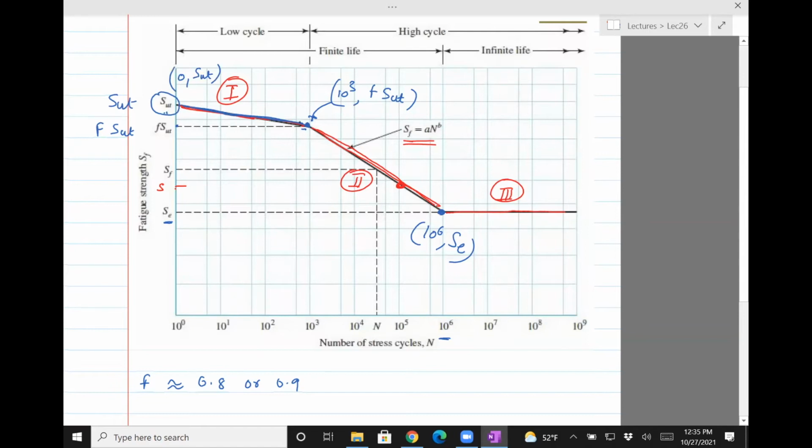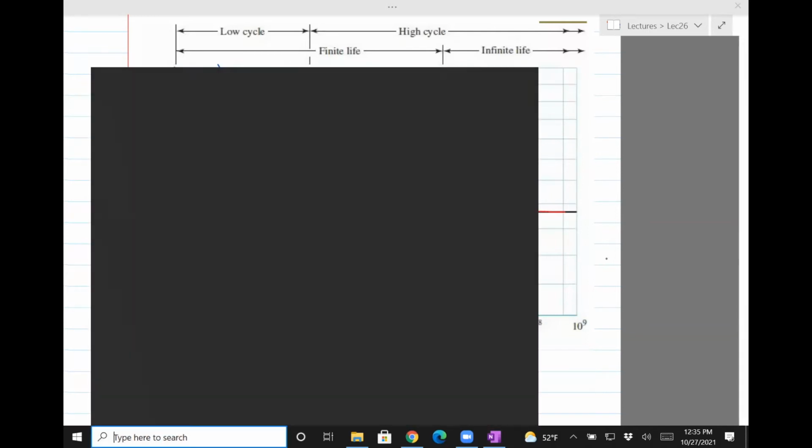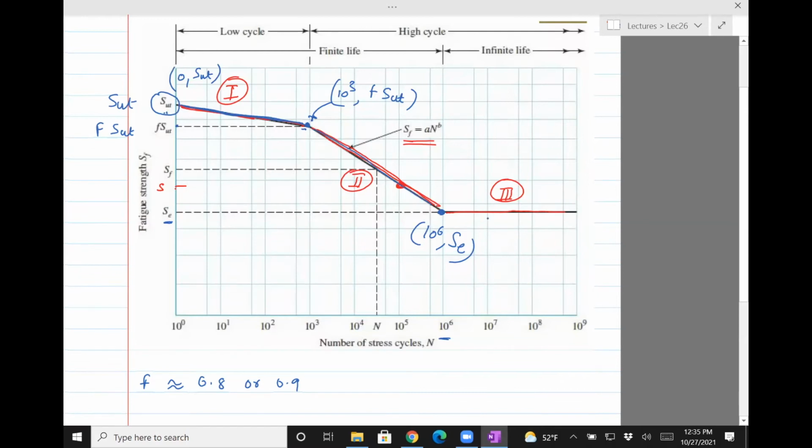So this line is known because you know 2 points. You know this line because you know 2 points. And the third line is just parallel to the x-axis. So the goal next is to model, well, we only model this part.